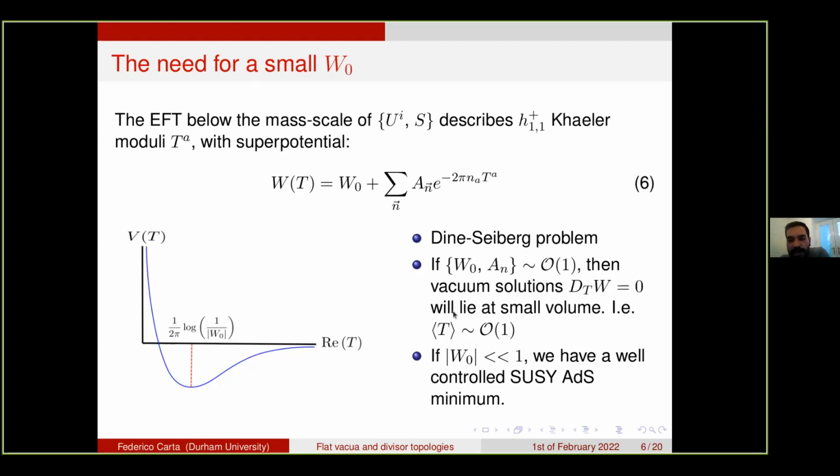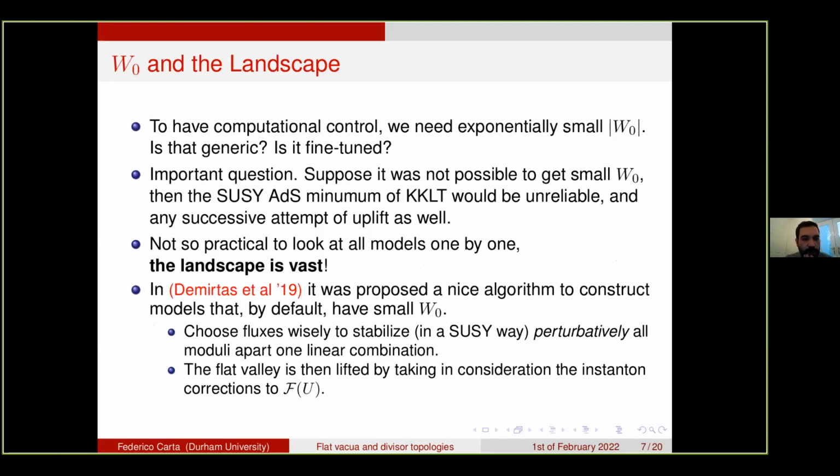So we see that if instead of a generic W0, we have a very, very small W0, then this vacuum will be pushed at a larger real part of T. So in order to have control on this step, we need to have a W0 that is sufficiently small. I would say at least 10 to the minus 4, but even smaller would make us feel happier, having more control. So one can ask a question.